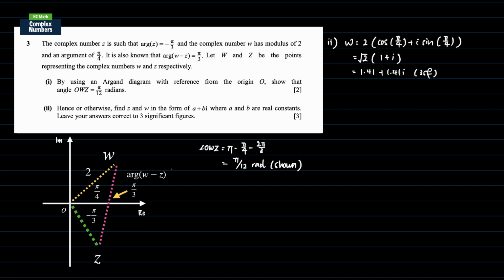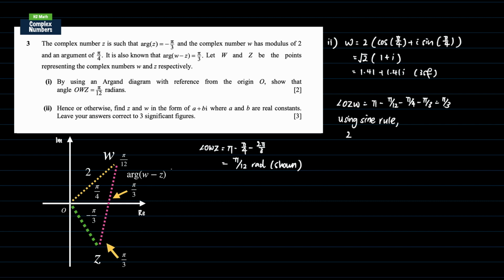Now in order to find Z in the form of A plus Bi, we must first find the modulus of Z, and this is denoted by OZ on the Argand diagram. The question has also hinted to us that we can make use of the angle OWZ, so maybe let's try to use the sine rule so that we can get the length or the modulus of OZ. Now OWZ is pi over 12, which means that OZW is simply pi, 180, minus pi over 12 minus pi over 4 minus pi over 3, which gives us an angle of pi over 3.